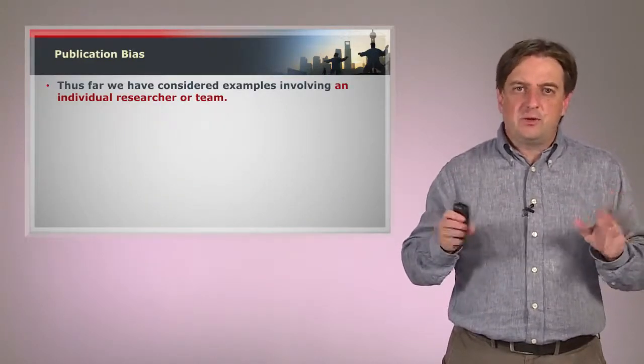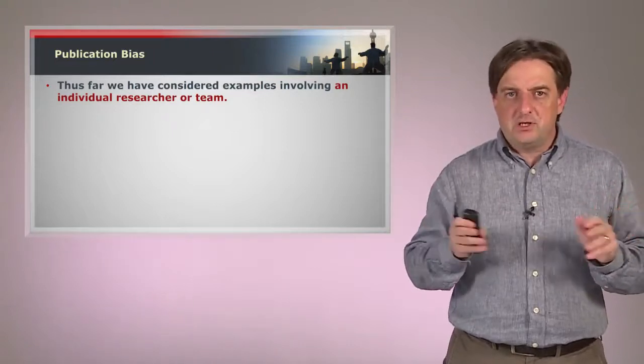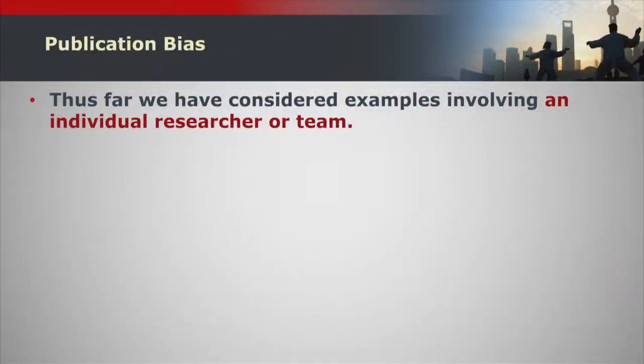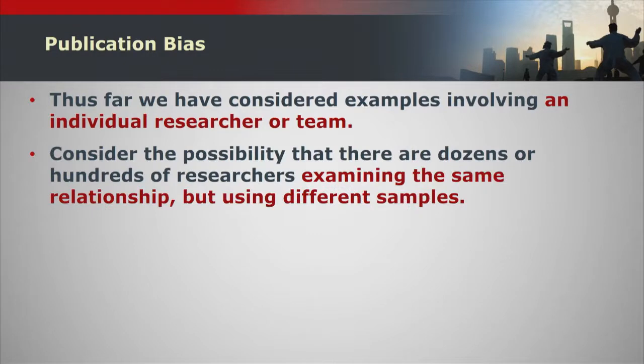Now, a new issue that we're becoming increasingly aware of is publication bias. Thus far, we've considered examples where mass significance leads to problems for an individual researcher or a team, somebody sifting through hundreds, maybe thousands of relationships or coefficients and digging out the ones that appear statistically significant. But we have to keep in mind, and we're recognizing this increasingly as an issue, that around the world we have hundreds of researchers or hundreds of teams working on related topics, but using independent samples.